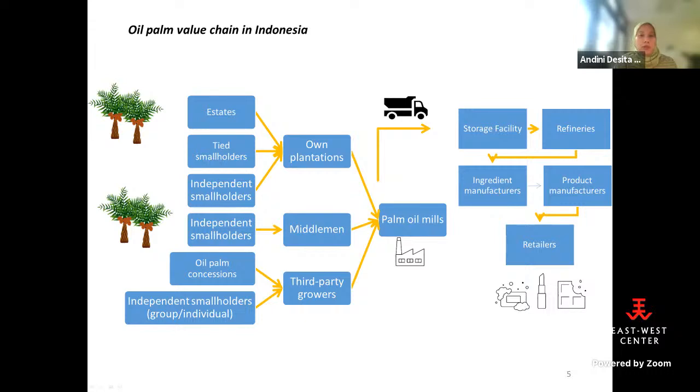And so that is also one of the challenges when we talk about sustainability certification, because of this wide variety of producers, and specifically also smallholders, where smallholders in Indonesia account for more than 40% of the oil palm area.